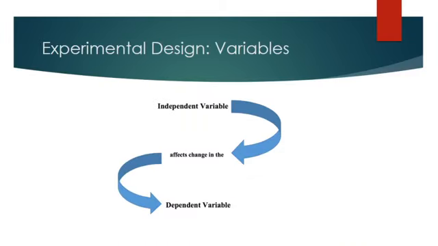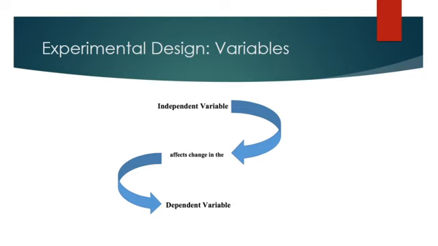What makes a scientific study an experiment is the use of variables, one of which must be controlled by the researcher. An independent variable is what is controlled by the researcher. The dependent variable is what is measured by the researcher to determine the effect the independent variable has on it.